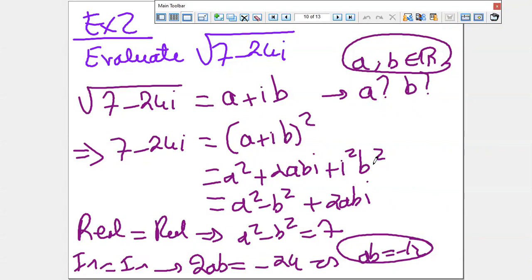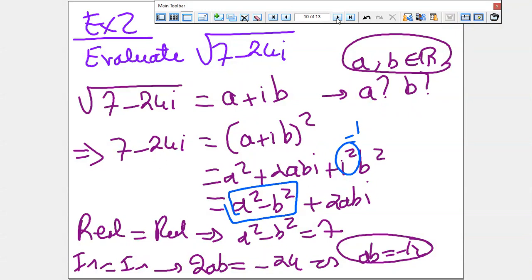I develop the identity. It's a squared plus 2ab, so plus 2 times a times ib, plus b squared i squared. i squared is minus 1, I replace it here. I can see this is the real part and this is the imaginary part. Now I compare real equal real. It means 7 should be a squared minus b squared. Imaginary equal imaginary: 2ab is equal to minus 24.